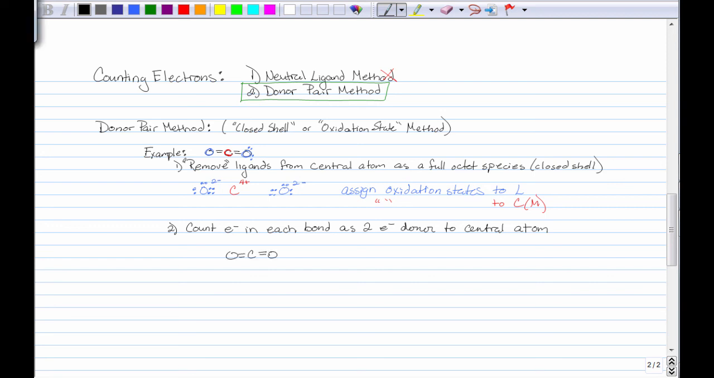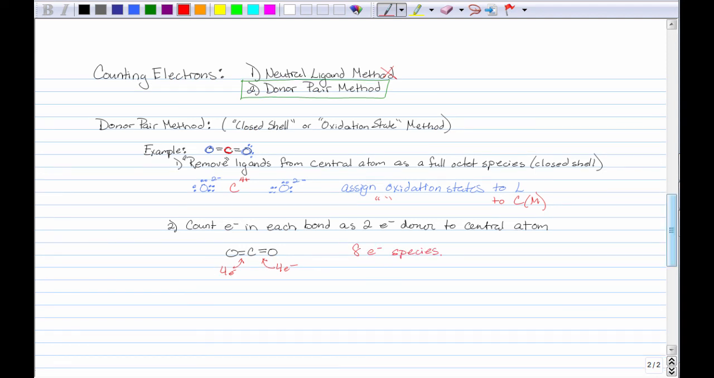Since carbon doesn't have any electrons on it, I can basically ignore that, and I can just count the electrons in the bond. So each of these ligands is going to be donating 4 electrons. And what that means is that this would be an 8-electron species. And so we can see that this carbon dioxide obeys what we know as the octet rule. So let's look at a metal complex.